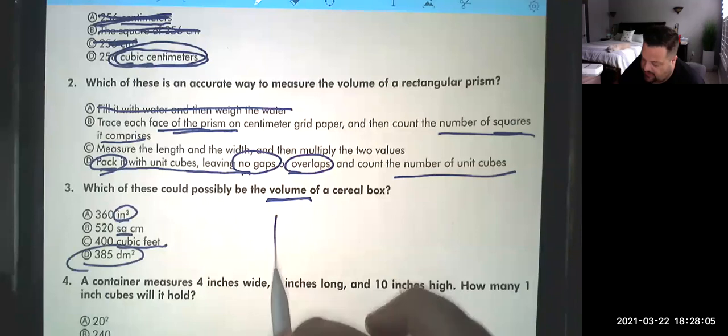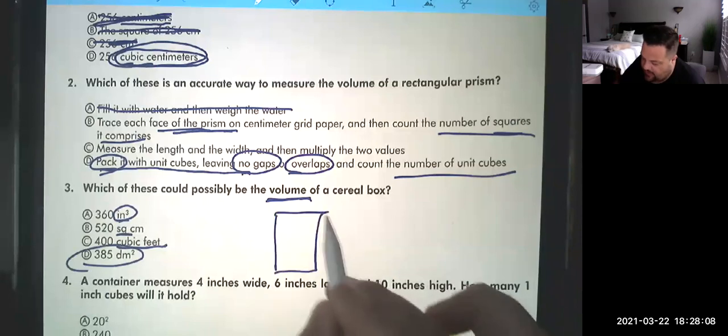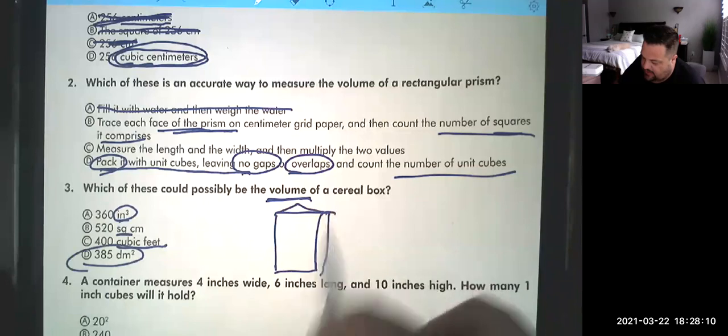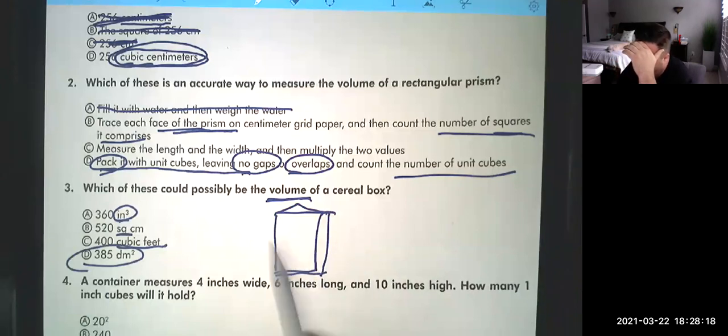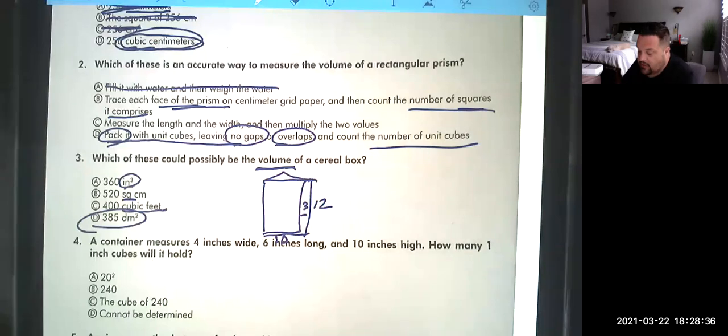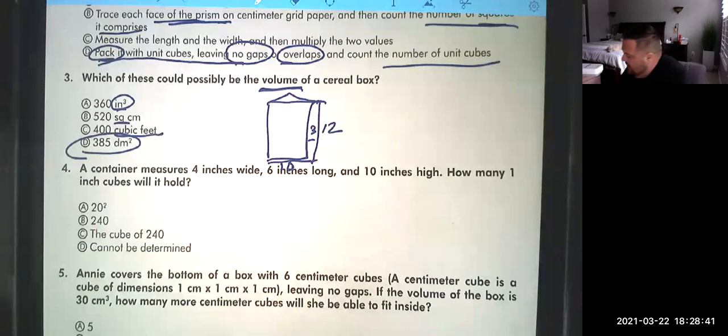A cereal box could be something like this, right? The cereal box. Oh gosh, this is where we're going to mess this all up. What's a good dimension for a cereal box? It could be like 12 inches by 10 inches across here, and then 3 inches wide. So that could give you something for a good volume, right? But just remember, look for that cube thing. The cube thing is the key. All right, pause and do number 4.